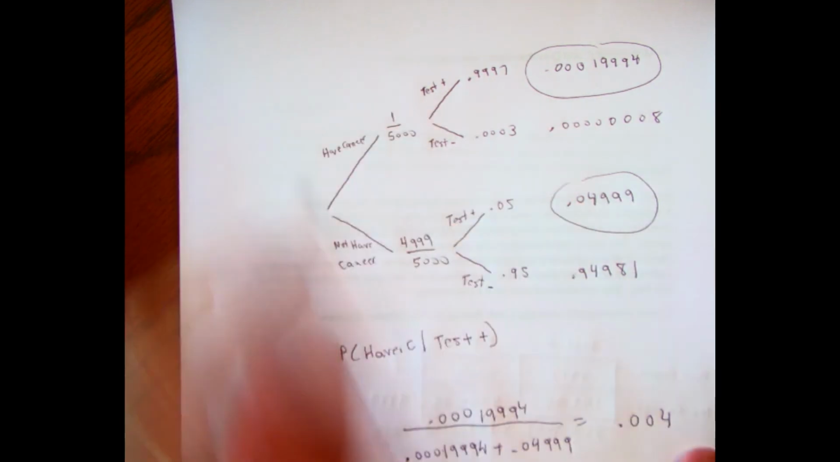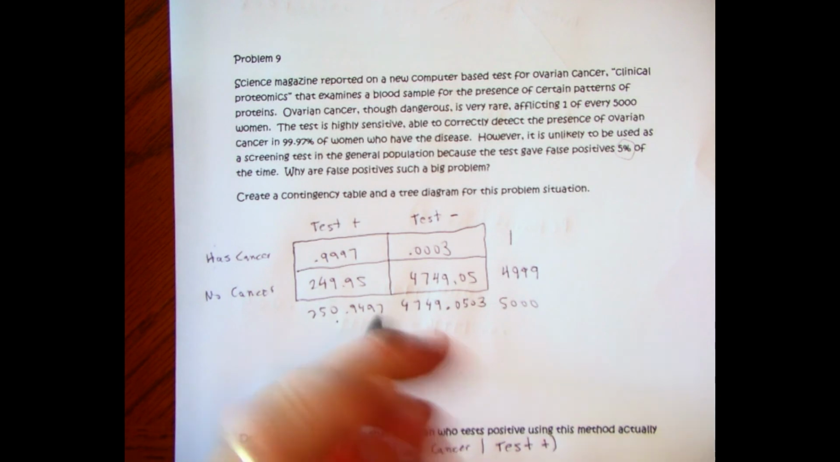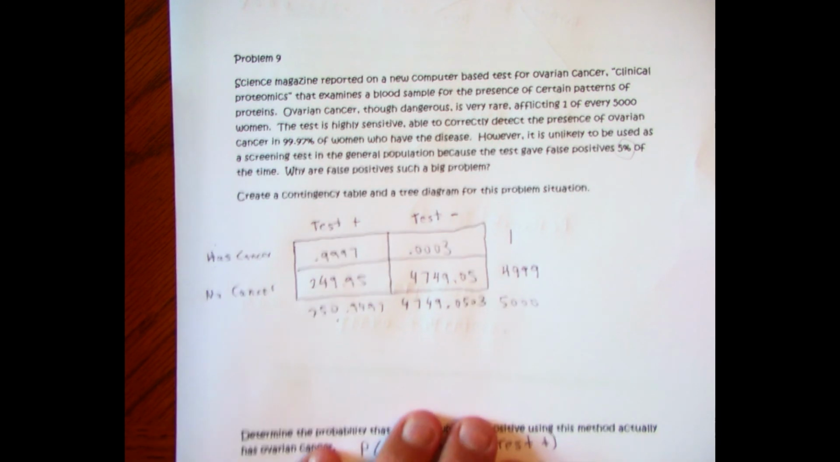Okay, your book does it this way. If that's the way you want to do it, that's fine. I prefer, personally, to just stay with contingency tables. That way you have one tool that does everything. You don't have to worry about, okay, well, this situation I do a Venn diagram, this situation I do a tree diagram. Put everything into a contingency table, and then you just have one tool that covers everything. Okay?